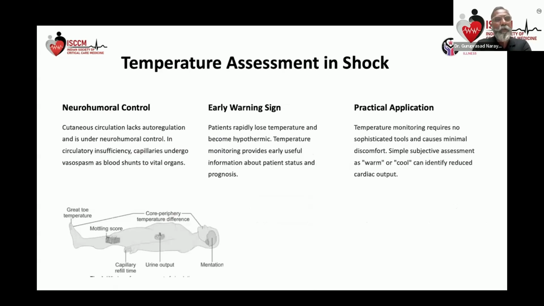Unlike other organs, cutaneous circulation doesn't have autoregulation, whereas it is controlled by neurohumoral control. When there is a circulatory insufficiency, the capillaries undergo vasospasm and blood shunts to the vital organs. So what you have to look at is the core and peripheral temperature difference. Normally it is about 2 to 3 degrees, but anything more is a warning sign that this patient is in some form of shock.